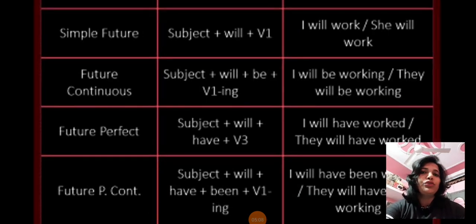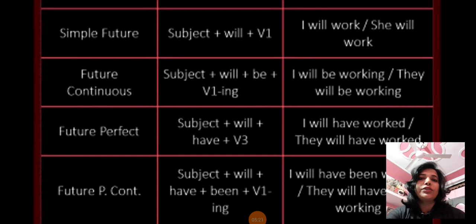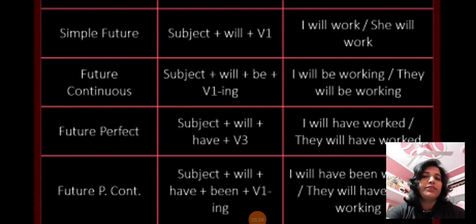In simple future, you will find that subject plus will plus verb first form. I will work, she will work, they will work, he will work, whatever you can put. Next is future continuous tense. In that, subject plus will plus be plus verb ing form. So I will be working, they will be working, like that.